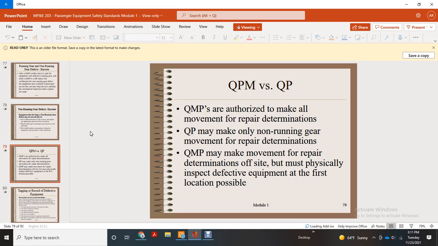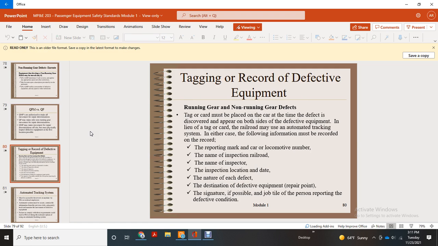Qualified maintenance person versus qualified person. A qualified maintenance person is authorized to make all movement for the repair determination. Qualified persons may make only the running gear movement for the repair determination. A qualified maintenance person may make movement for the repair determination off-site, but must physically inspect the defective equipment at the first location possible.